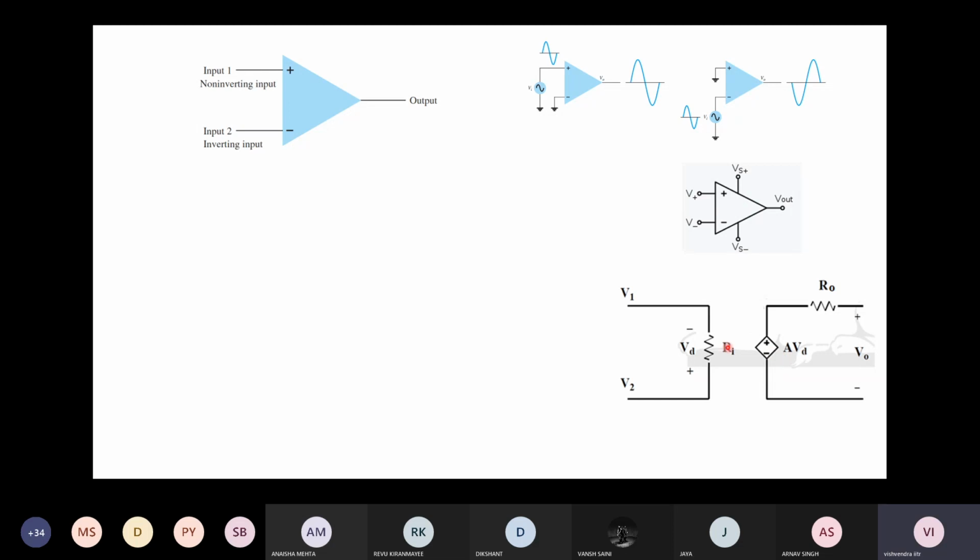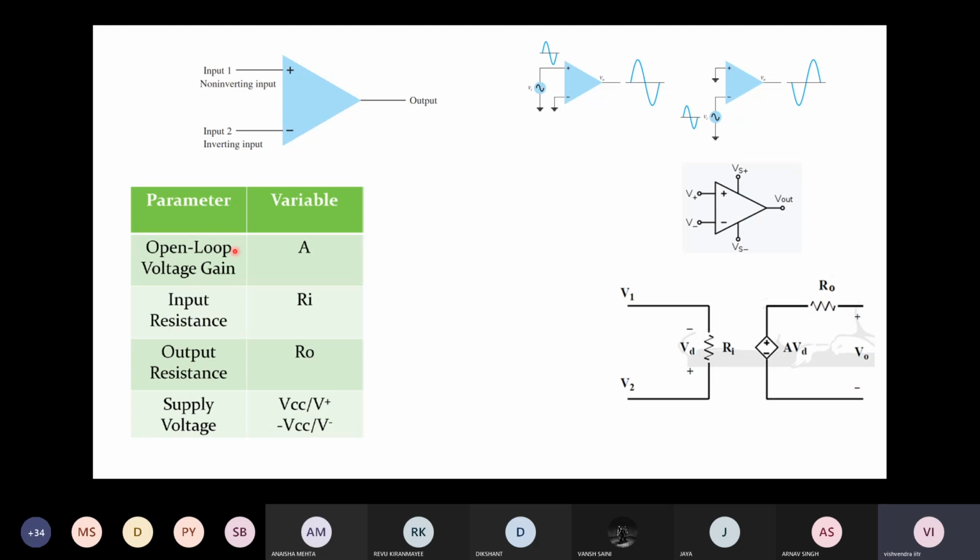And so if the input voltage is Vd, which is essentially the difference between the two terminals, the output voltage will be A times Vd. So this is a voltage source, but it is dependent on the input voltage. That's why it is known as a voltage dependent voltage source. And then this op-amp has an output impedance, output resistance as well. In the ideal case, this Ro is 0. So generally, these are the op-amp parameters.